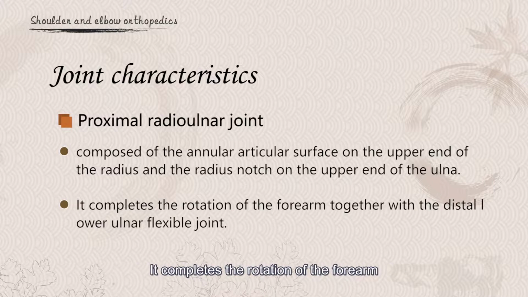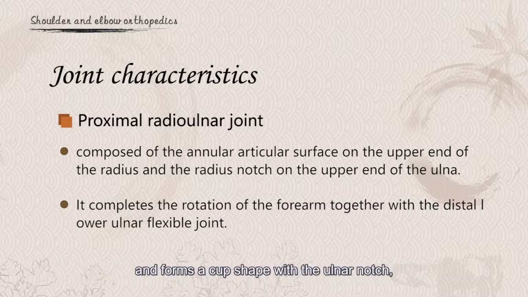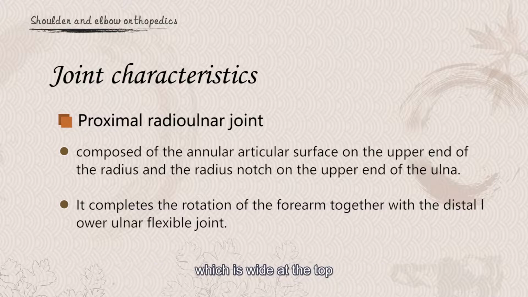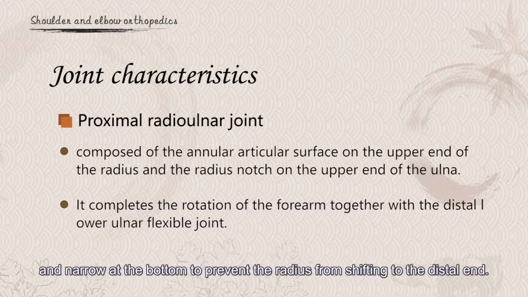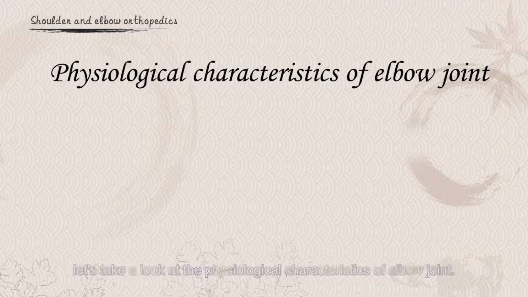It completes the rotation of the forearm together with the distal radioulnar joint. The annular ligament wraps around 4/5 of the proximal radioulnar joint and forms a cup shape with the ulnar notch, which is wide at the top and narrow at the bottom to prevent the radius from shifting to the distal end. Next, let's take a look at the physiological characteristics of the elbow joint.